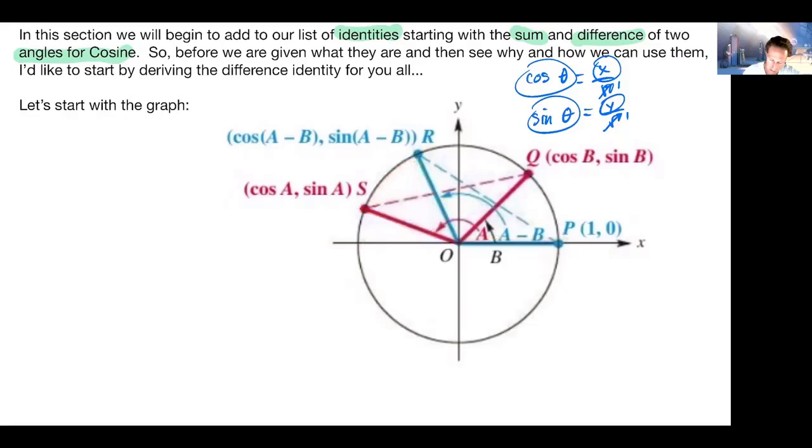less the B, which was here, and therefore we would be left with A minus B to get to this point R. So that is the angle A minus B, which means our angle is therefore A minus B, but our x value is still cosine of that angle, and our y value is still sine of that angle. And you might be wondering why, right? Why are we doing this? Well, hear me out. This is where it gets a little weird if it hasn't for you already.